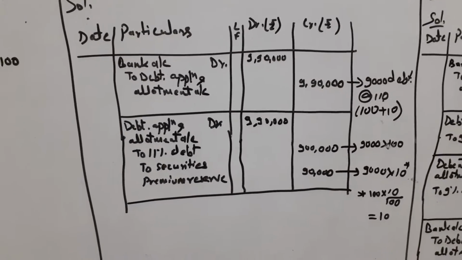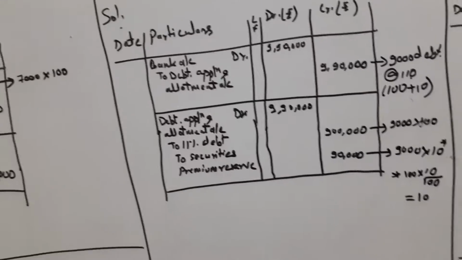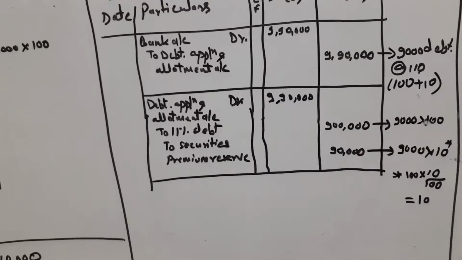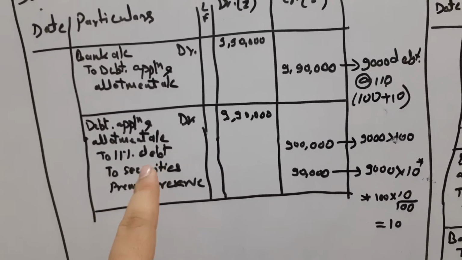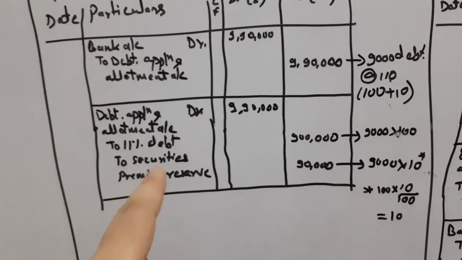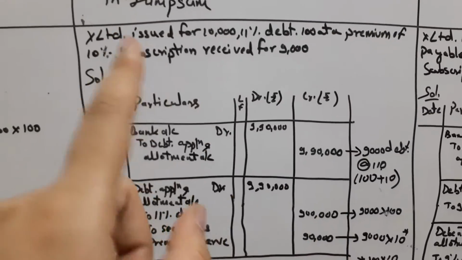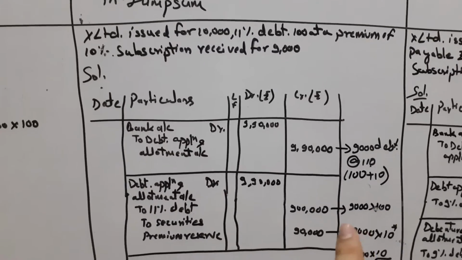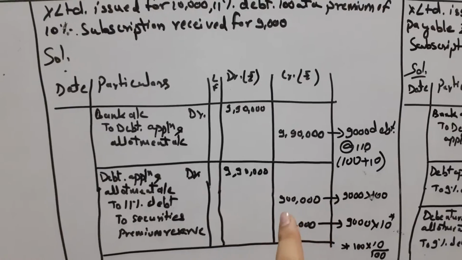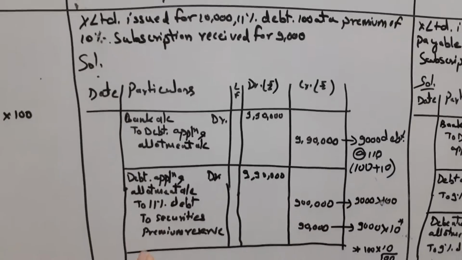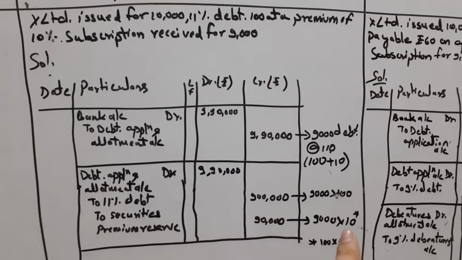Debenture application account debited to 11% debentures, and to securities premium reserve account. So for 11% debentures, always remember, when you open the debentures account, you have to enter the actual received debentures multiplied with the face value. So 9,000 multiplied with 100 is 9 lakh. For the reserve, you have to open a separate account, securities premium reserve account, where 9,000 multiplied with 10.